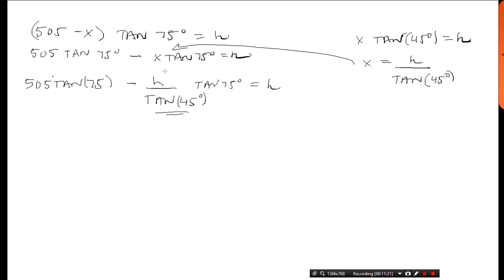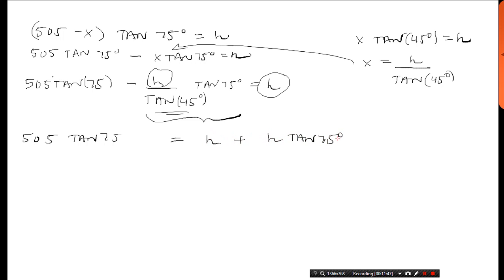All the h's need to be on one side so we can factor it into one spot. So let's see here. I'm going to add this big blob over. So I get 505 tangent of 75. Now, before I start adding, yeah, might as well, because I'm still going to need all my h's on one side. H plus h, watch what I do here, tangent of 75 degrees over tangent of 45 degrees.